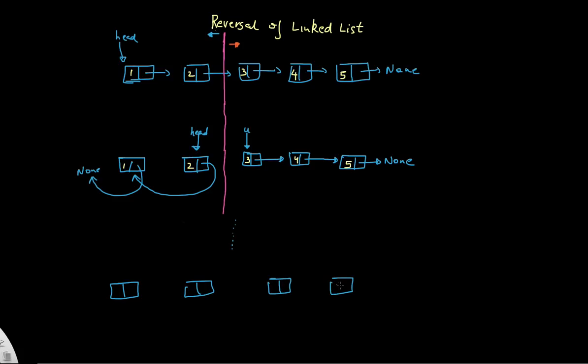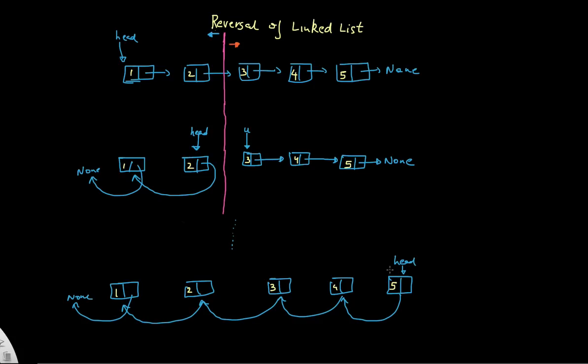Eventually, at some point, I'm going to have something that looks like 1, 2, 3, 4, 5, and the next of node 5 should be pointing at 4, 4 should be pointing at 3, 3 should be pointing at 2, 2 points at 1, and 1 points at None. My head points at the node 5, so I can see that the head has actually moved towards the right.